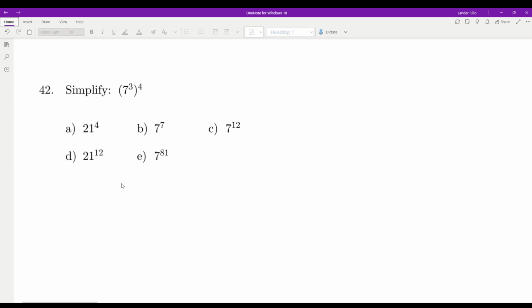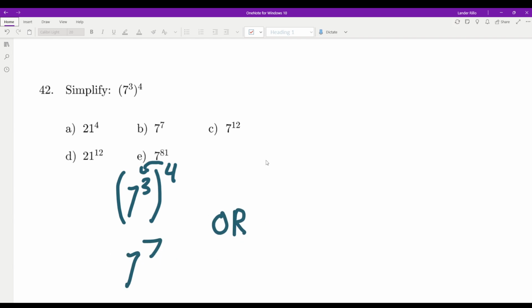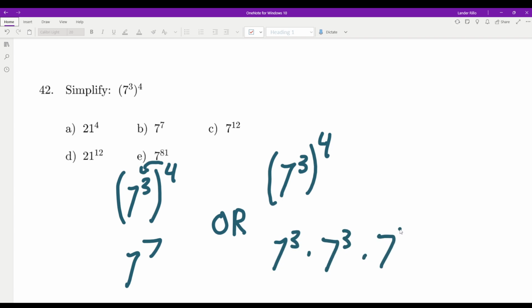Next, there's different ways to do this. Some teachers prefer to just simply use the exponent rule to multiply a power of a power. So if you see a power up to another power, then you just multiply those two powers together. Or you can do 7 cubed to the power 4. This means 7 cubed multiplied by itself 4 times. Gets you the same thing.